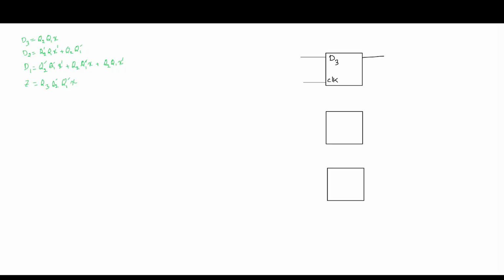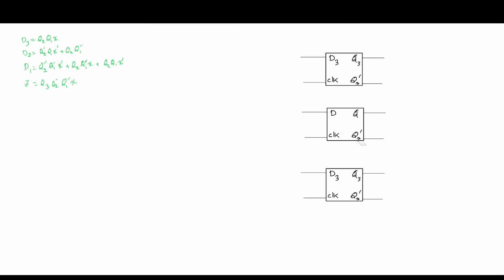And then it has a Q3 output. And we can also have Q3 prime. Okay, so now we have the 3 D flip-flops. Each one has a D input, data input, and the outputs Q3 and Q3 bar, and so on. So let's start with the D3 Boolean expression.